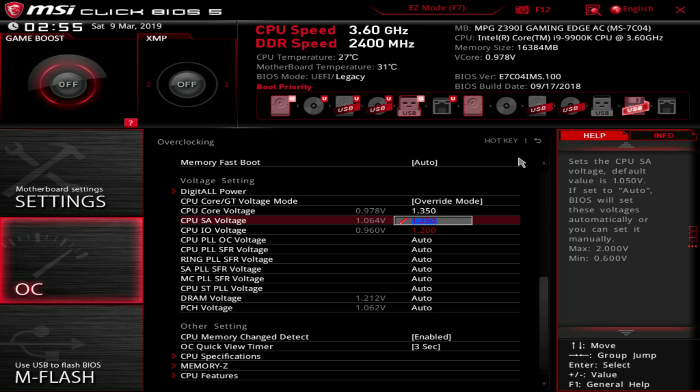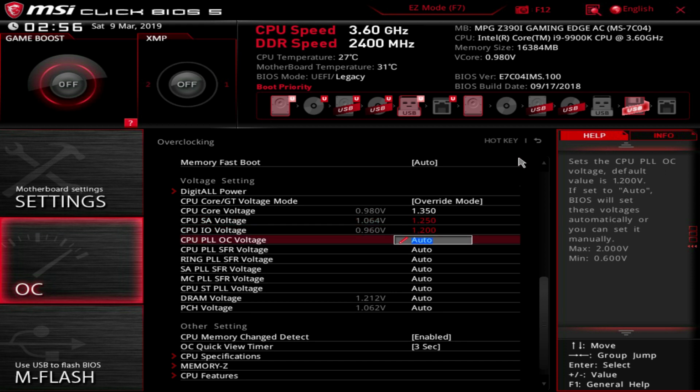Because the other thing is, neither of these rails really pulls that much power either. So, since neither of them pulls that much power, they really don't affect your CPU temperature that much anyway. So, yeah, I really wouldn't worry about those.